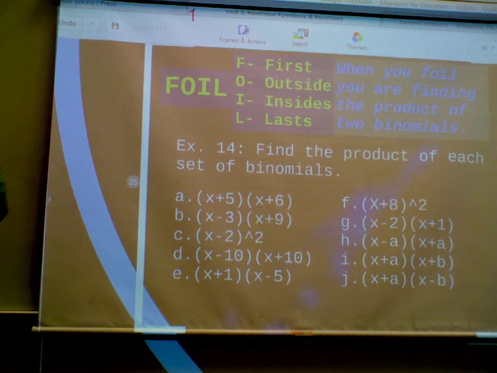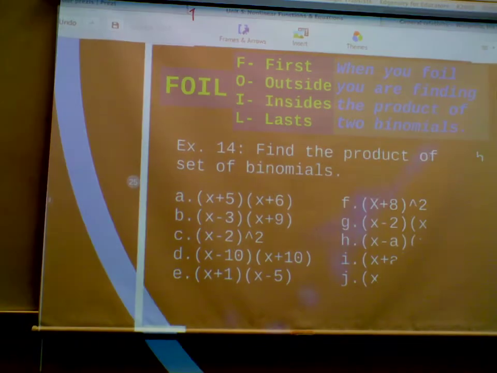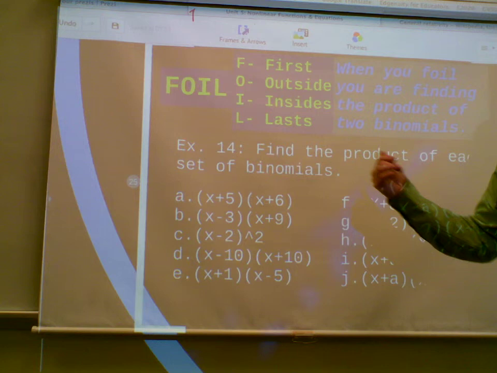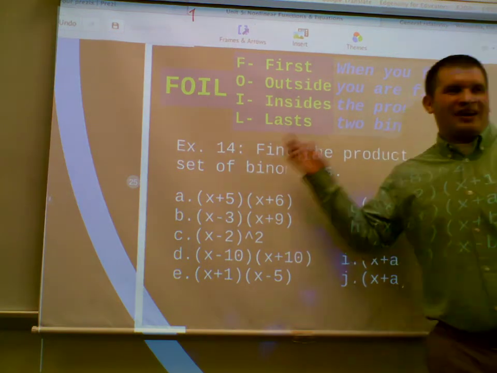All right. Now, FOIL is a way to multiply binomials. Last hour, somebody asked, why do we have to go through all that? Why can't we just do x times x and 5 times 6? Why can't you just do that? The school needs to make it difficult on you, right?